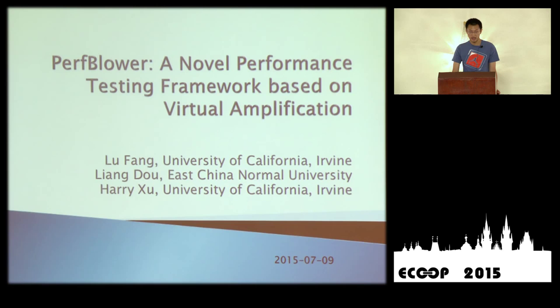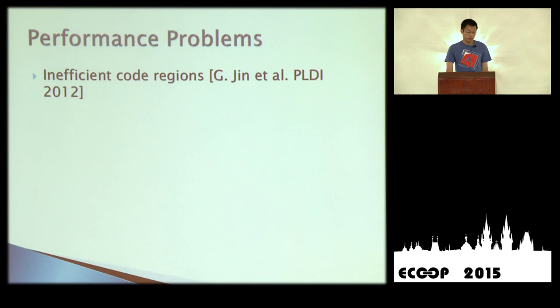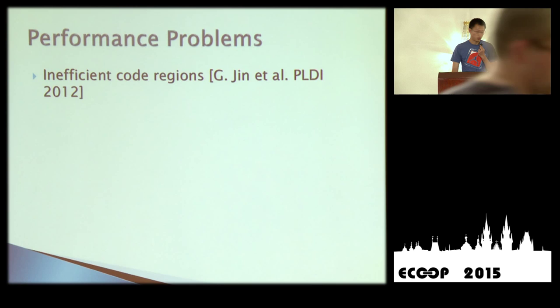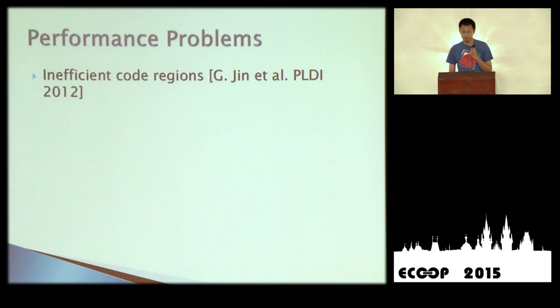Today I will talk about our work PerfBlower, which is a novel performance testing framework. So our topic is performance testing. What is a performance problem, or as we call it, a performance bug? Performance problems are software defects where simple source code changes can lead to significant performance improvement.